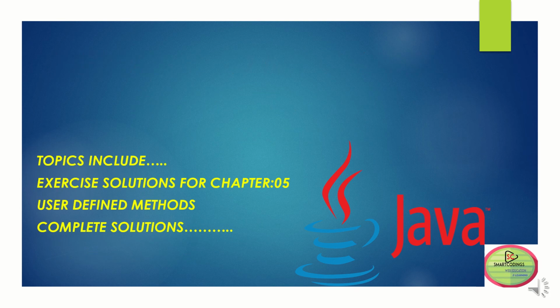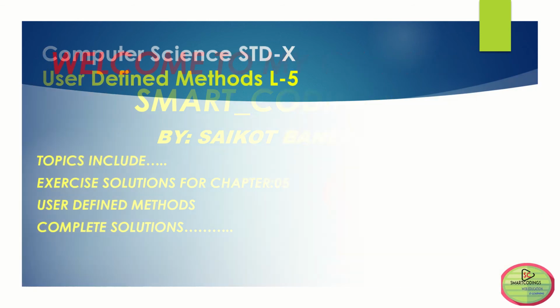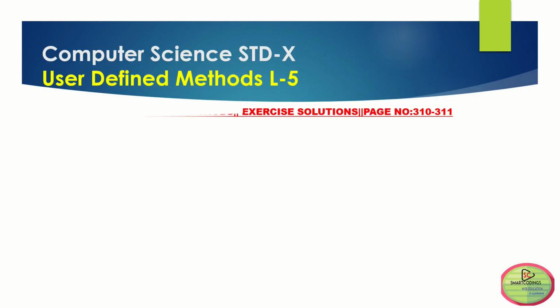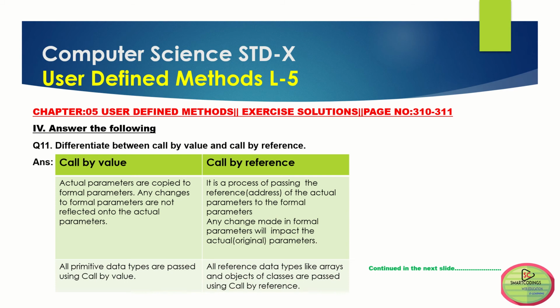It provides complete solutions for chapter number 5, user-defined methods. First question is: differentiate between call by value and call by reference. As you can see on the screen, the difference with 2 points has been written over here.